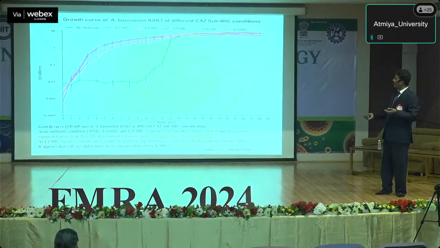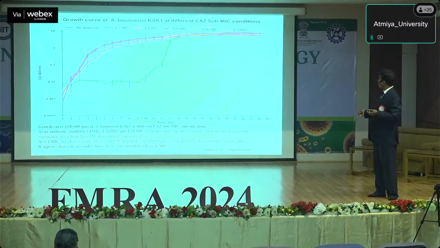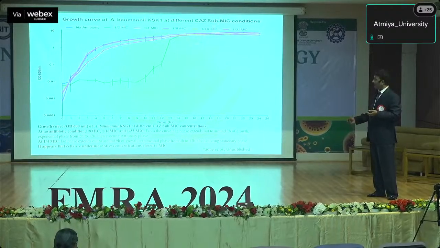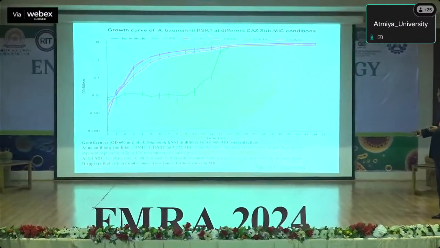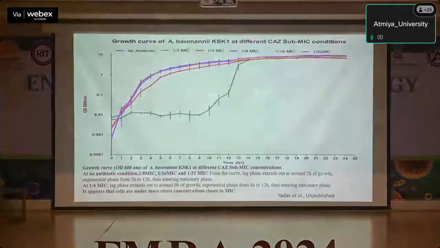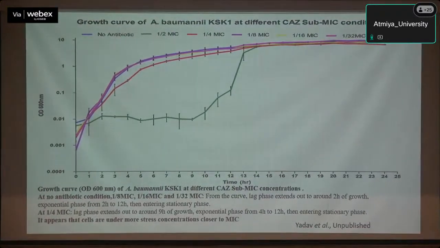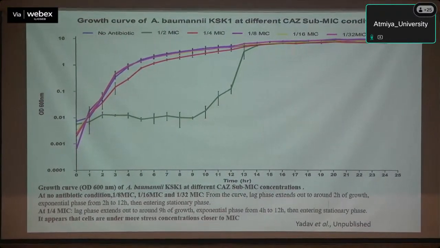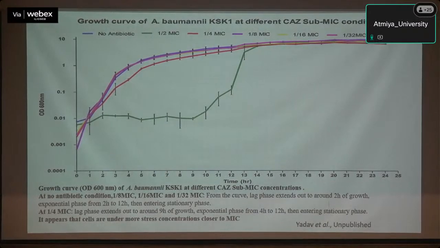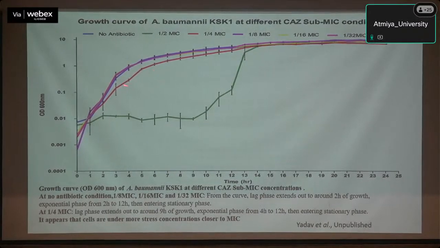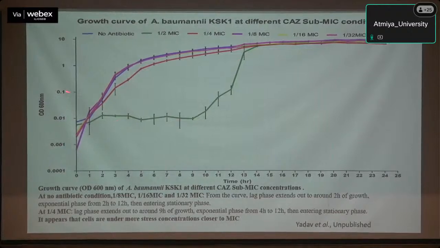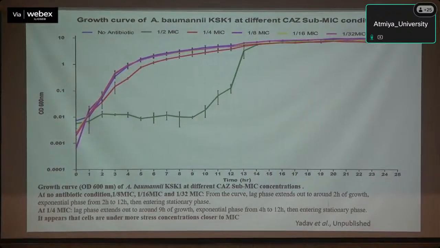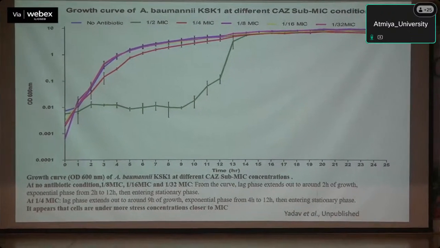So what Bipin has done, Bipin was working with ceftazidime at sub-MIC. So we have 1/2, 1/4, 1/8, 1/16, 1/32 of MIC concentration lower. We wanted to get the antibiotic concentration that does not show a growth defect. You could see at 1/2 there is a problem, but from 1/4 onward, 1/8, none of them microbiologically show a problem in the growth.